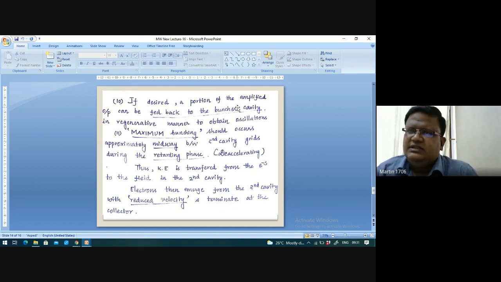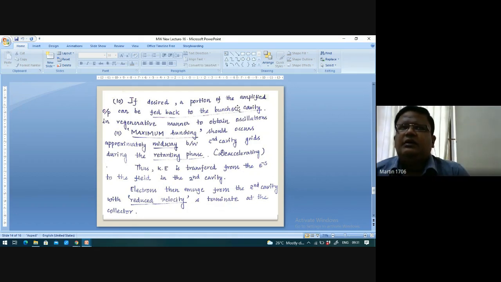So first it is positive to negative, and again it changes to negative to positive. At that time some retardation takes place. Retardation is nothing but breaking, or reducing, or delaying. That is the typical meaning of the word retarding. So it will get retarded or decelerated at the midway point between the two cavities.